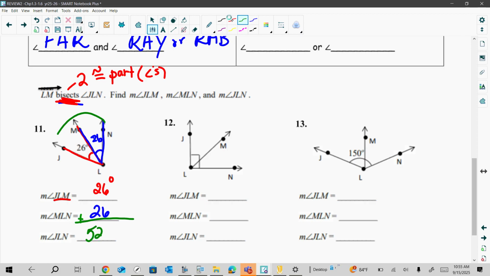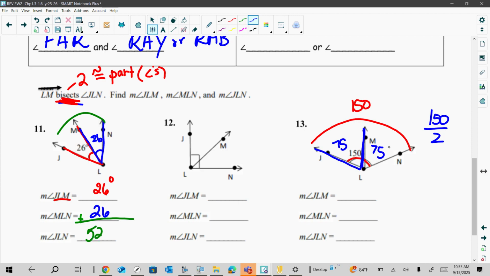Now on 13, guys, I know this is saying 150 here, but it's referring to the whole angle. So to find the missing angle JLM here, you have to take that 150 and divide it by 2. So if they give you the whole, you cut it in half, divide it by 2. If they give you the part, you add the parts to get the whole.